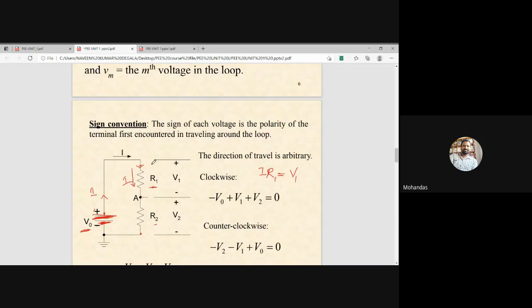What is V1? It is the voltage drop across this R1. So that is V1 here.